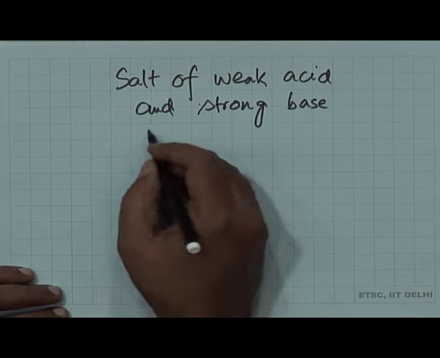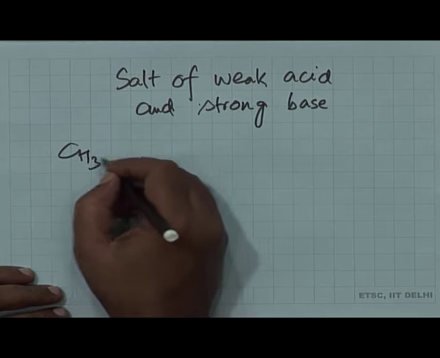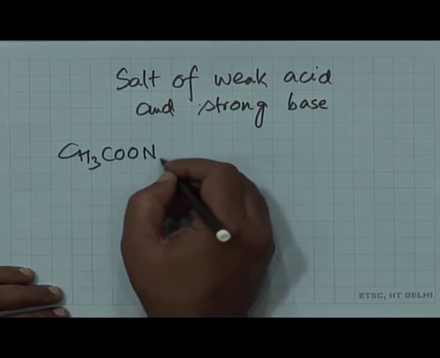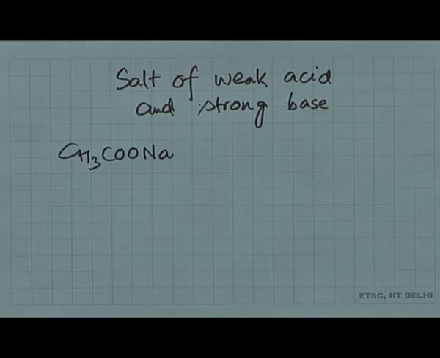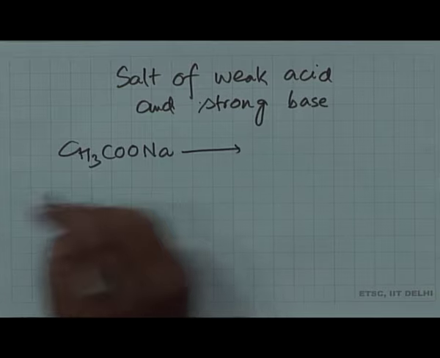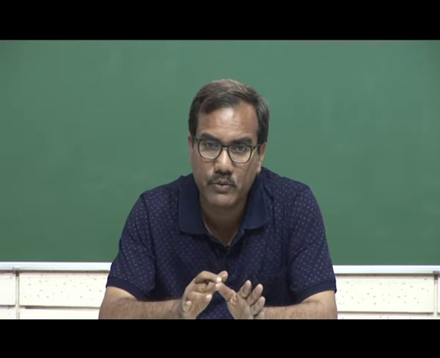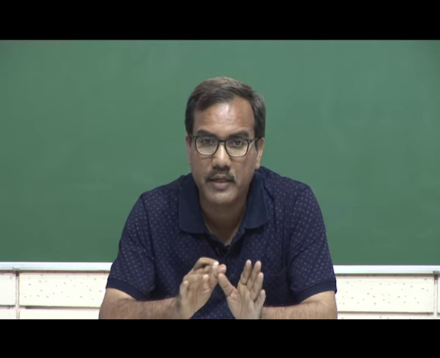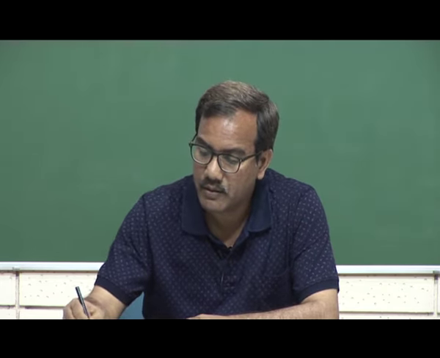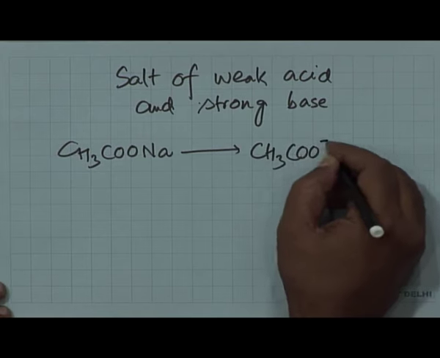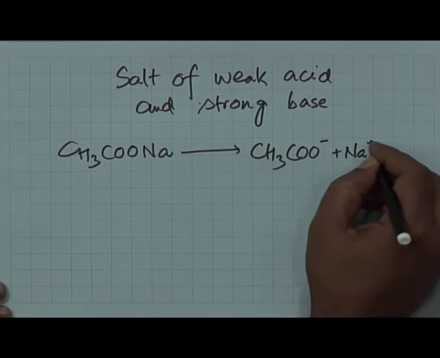For example, sodium acetate. Sodium acetate is the salt of acetic acid, which is a weak acid, and sodium hydroxide, which is a strong base. I told you that this is a soluble salt, and so it will completely dissociate in water: CH3COO minus plus Na plus.